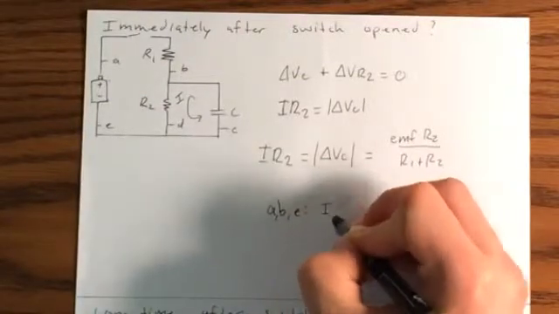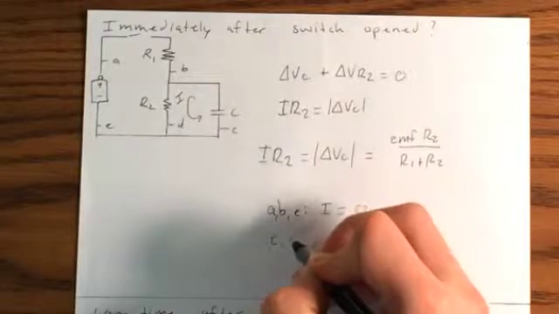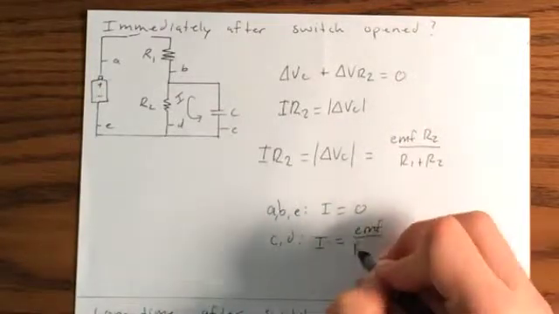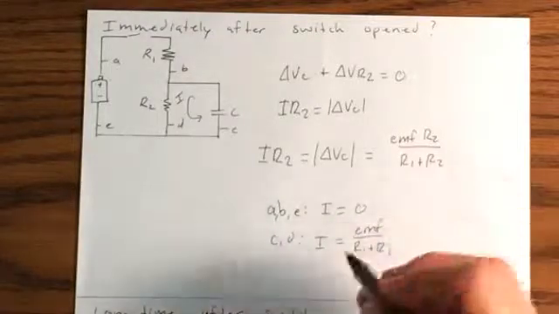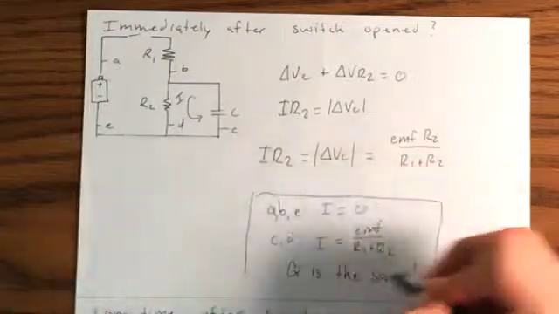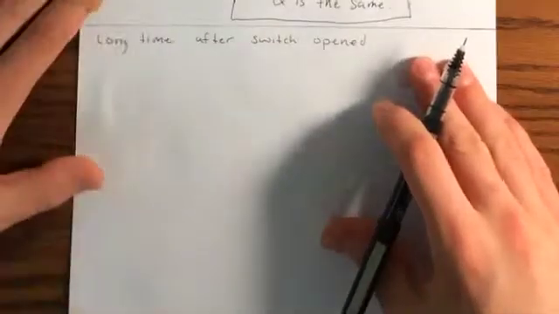Now if we want to get the potential change of A, B, C, D, that's going to be 0 as we said. And for C and D, you're going to get EMF all over R1 plus R2 times R2. Now Q is the same because it's immediately open, so the charge doesn't have time to change.